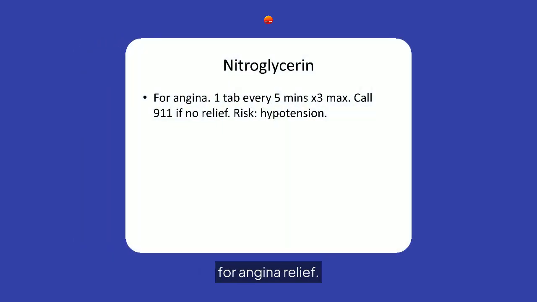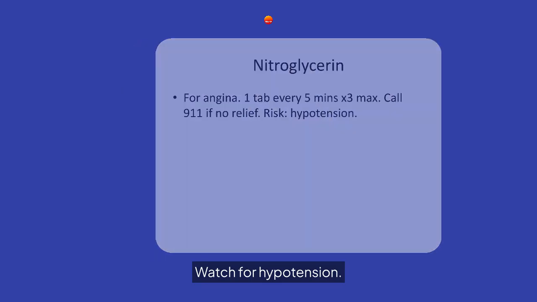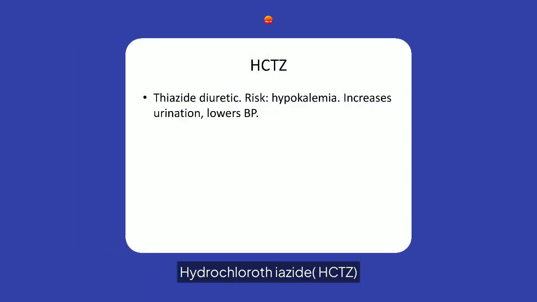Nitroglycerin is used for angina relief. Administer 1 tablet every 5 minutes, up to 3 times. If there's no relief, call 911. Watch for hypotension. Hydrochlorothiazide, HCTZ, is a thiazide diuretic.